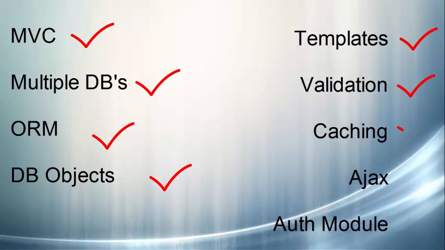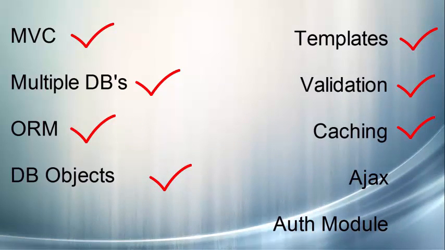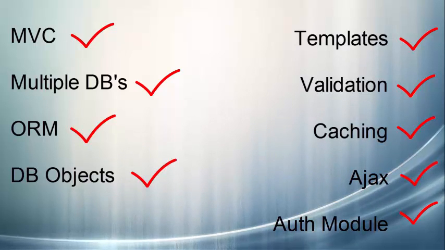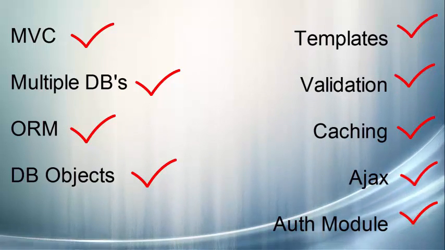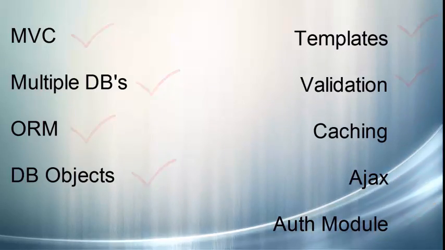Validation means whether the framework has an inbuilt validation or filtering component. Ajax whether the framework comes with inbuilt support for Ajax. Last one is authentication module. It indicates whether the framework has an inbuilt module for handling user authentication or not. These are the main functionalities for the framework.